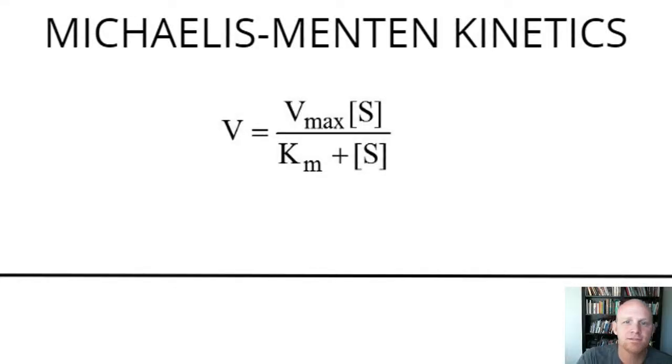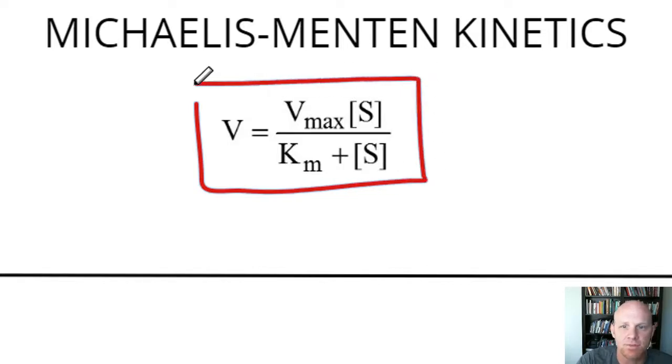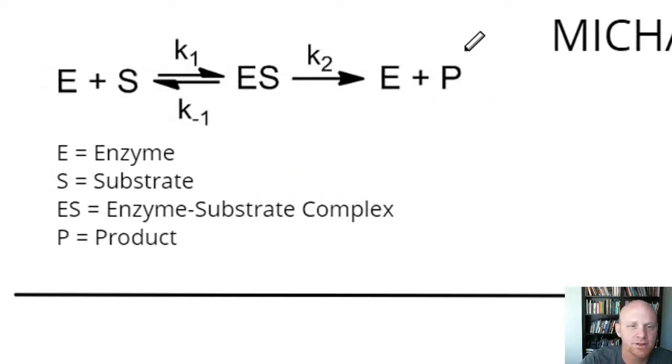In this lesson, we're going to take a very detailed look at how Michaelis and Menten derived their now famous Michaelis-Menten equation. They looked at enzyme catalysis as a two-step process. Step one was the reversible binding of the substrate, forming what they called the enzyme-substrate complex.